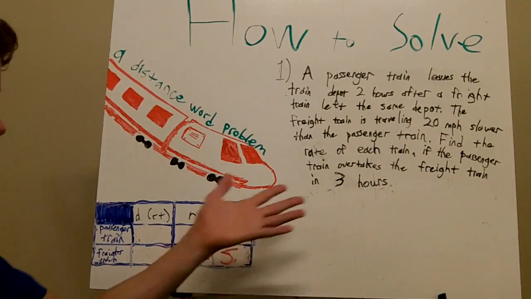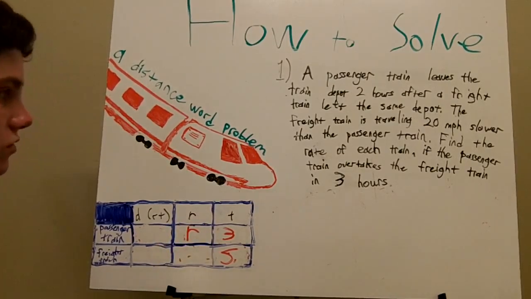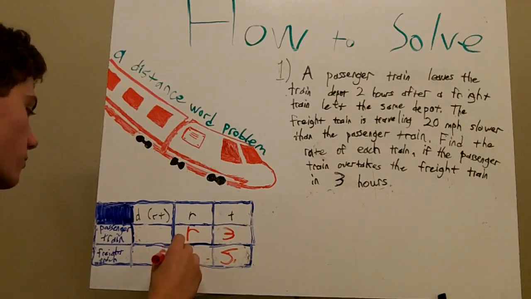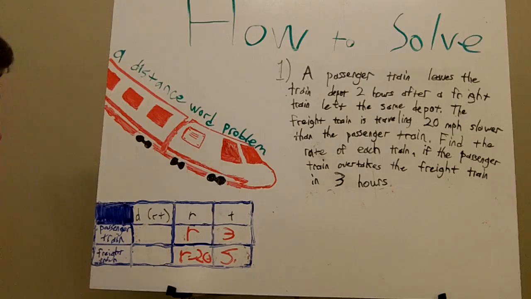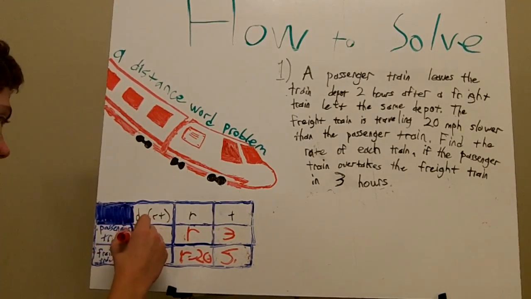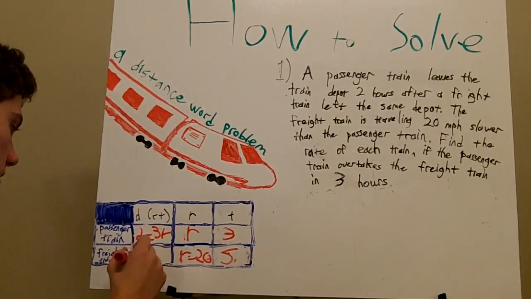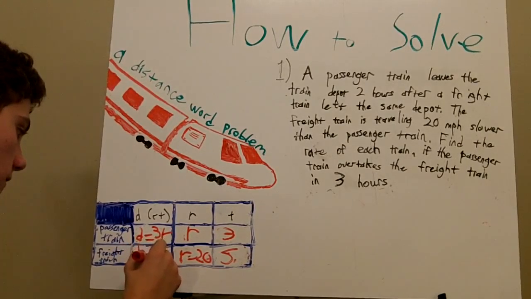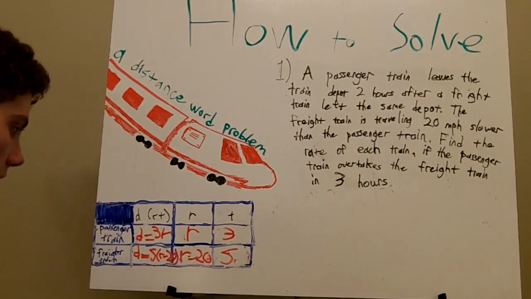Now the rate, we don't know the rate, we're trying to find it. And so it's just r for the passenger train. And we know that the freight train was traveling 20 miles per hour slower, so it's r minus 20. And then now we can set up our distance equation. That's d equals 3r, d equals 5 times r minus 20. It doesn't fit in the box.